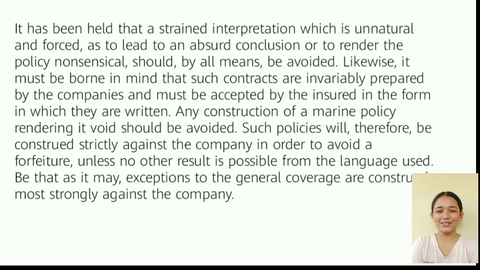Any construction of a marine policy rendering it void should be avoided. Such policies will be construed strictly against the company in order to avoid a forfeiture, unless no other result is possible from the language used. That is made an exception to the general coverage and construed most strongly against the company.